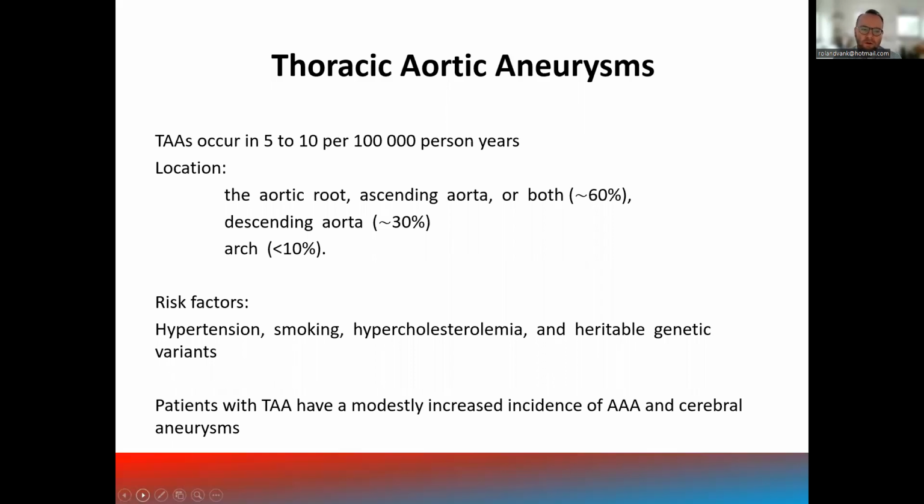Focusing on thoracic aortic aneurysms, these occur in 5 to 10 per 100,000 person years and are located in the ascending part, that means the aortic root and the ascending aorta, in 60% of the cases. In the descending thoracic aorta, which is in 30% of thoracic aortic aneurysms, and only 10% or less of thoracic aortic aneurysms are located in the arch. The risk factors for the development of a thoracic aortic aneurysm are hypertension, smoking, hypercholesterolemia, and heritable genetic variants. Patients with a thoracic aortic aneurysm have a moderately increased incidence of an AAA or cerebral aneurysms.